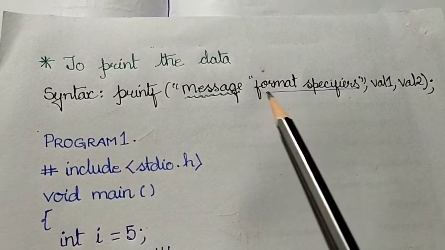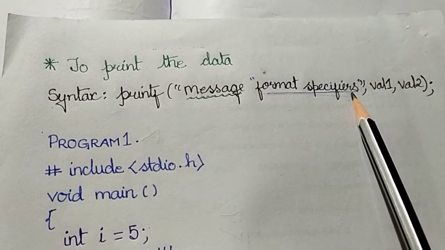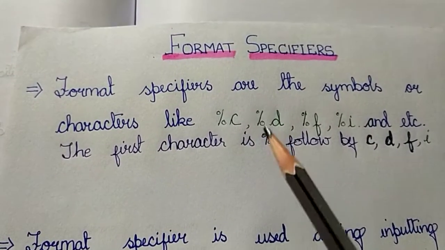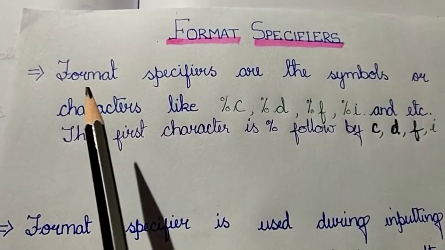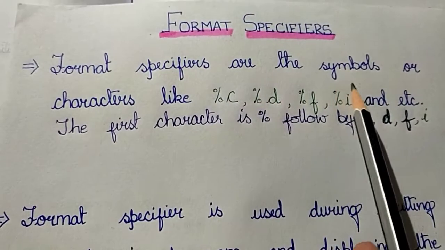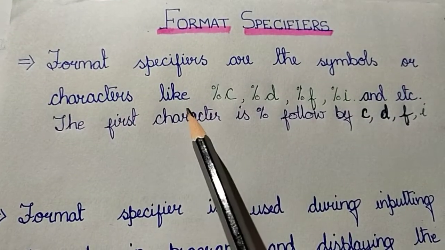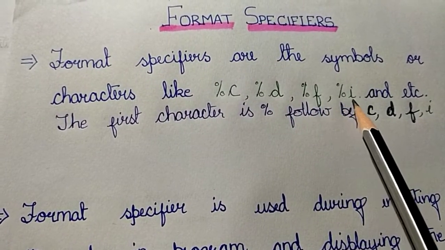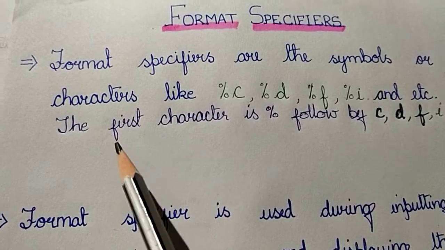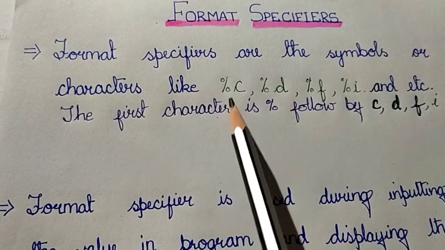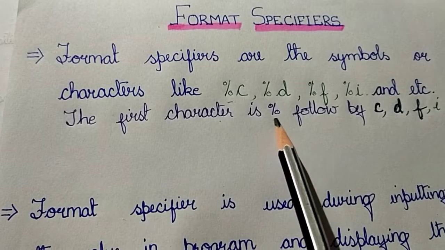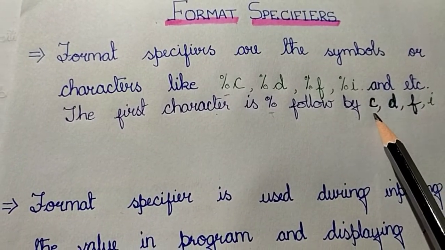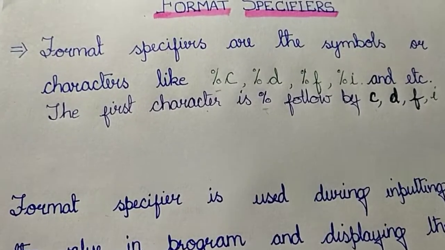So in today's class I'm going to explain to you about the format specifier. So what are format specifiers? Format specifiers are symbols or characters like %c, %d, %f, %i, and so on. Remember that the first character of the symbol should be the percentage symbol, followed by an alphabet or character like c, d, f, i, and so on.